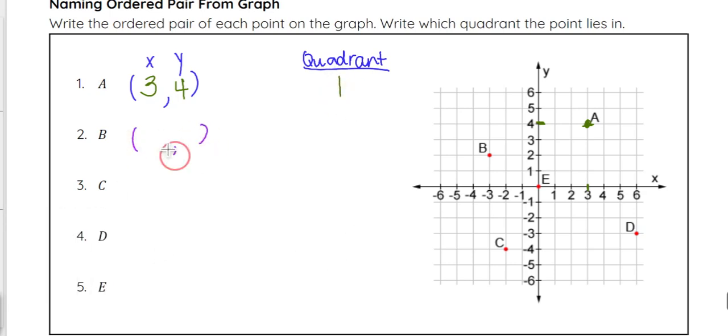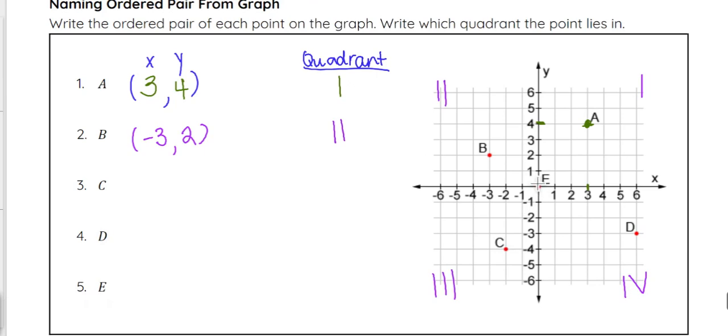So now let's do the same thing with point B. From the origin, this time we're going to go left, and it will be left 3. So negative 3 is going to be our x coordinate because we go left 3, and then we go up 2, and that's going to be your y coordinate. So this is in quadrant 2. So remember, this is quadrant 1, quadrant 2, quadrant 3, and quadrant 4.